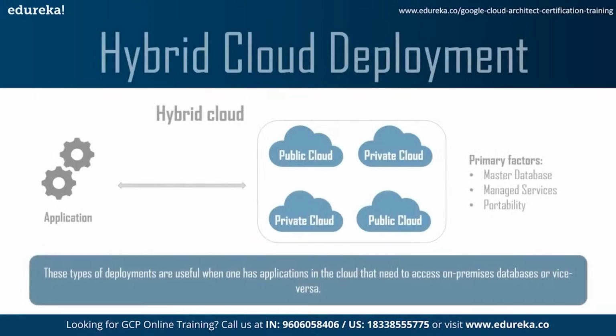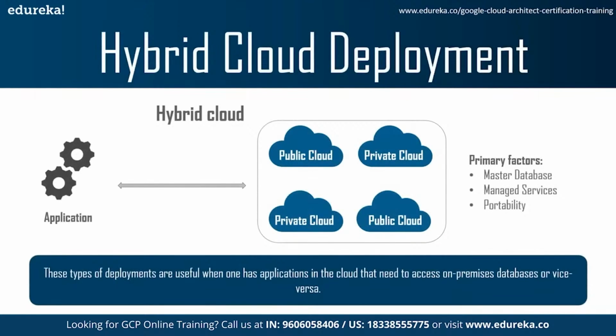So the second is hybrid cloud deployment. These types of deployments are useful when one has applications in the cloud that need to access on-premises databases or vice versa. There are three primary factors to be considered when deploying a hybrid model, with some data on cloud platform and some on premises. That's why it's been shown like a public cloud and private cloud. In primary factors, the first one is a master database. First and foremost, you need to decide whether your master database is stored on premises or on the cloud.